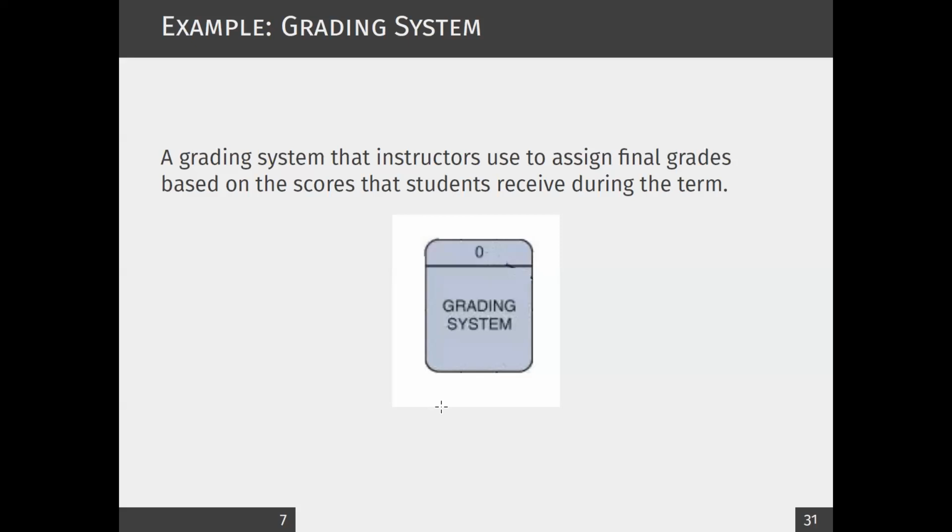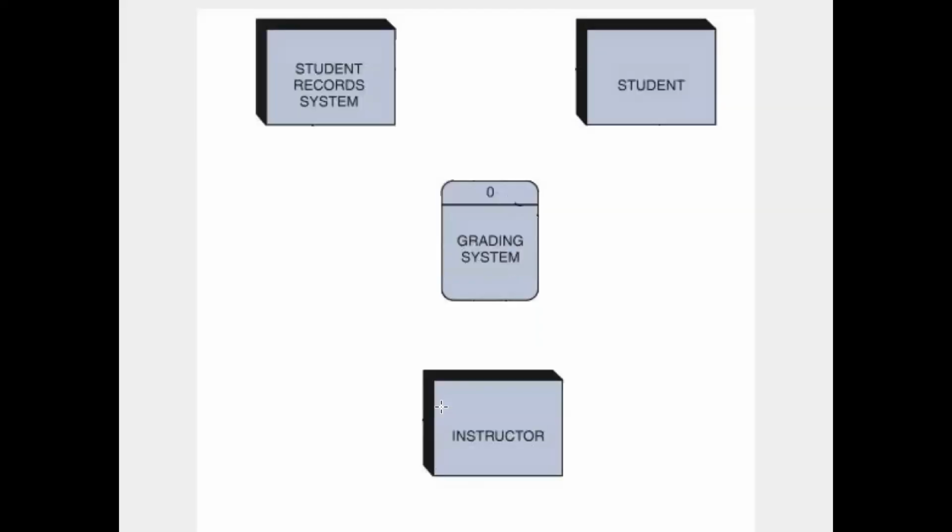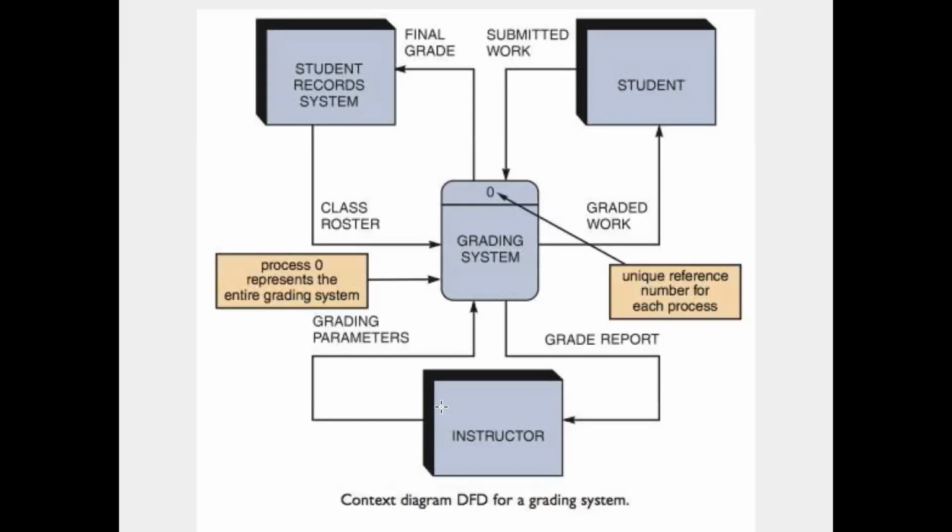As I told you earlier, the single process we referenced as 0, and we named it the grading system. Around that, we place all our external entities, and then we identify all the data flows. Remember, when we identify a data flow, it's just the name of the data item that we are sharing. No verbs are involved if you look carefully. For example, the grading system will output a final grade, and it will take the class roster and so on.